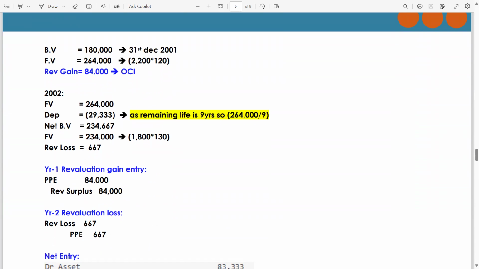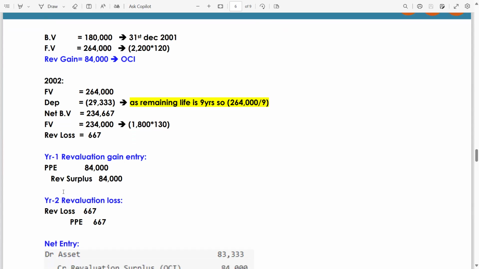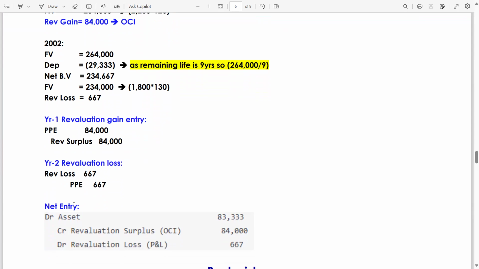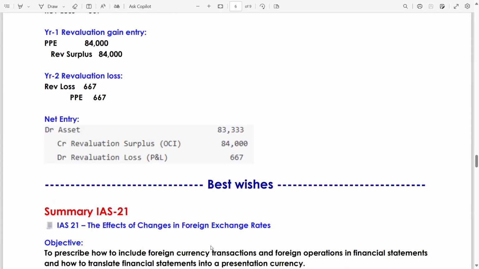Now, how to account for this loss? Revaluation gain entry: PPE, revaluation surplus. Revaluation loss 667, PPE credit 667. So it means the PPE is reduced. How much is the amount by which PPE is reducing? There is a net entry: PPE debit by 83,333, revaluation surplus in OCI 84,000, and revaluation loss which will go in P&L by 667. So that's it for this topic, IAS 21, effects of changes in foreign exchange rates.